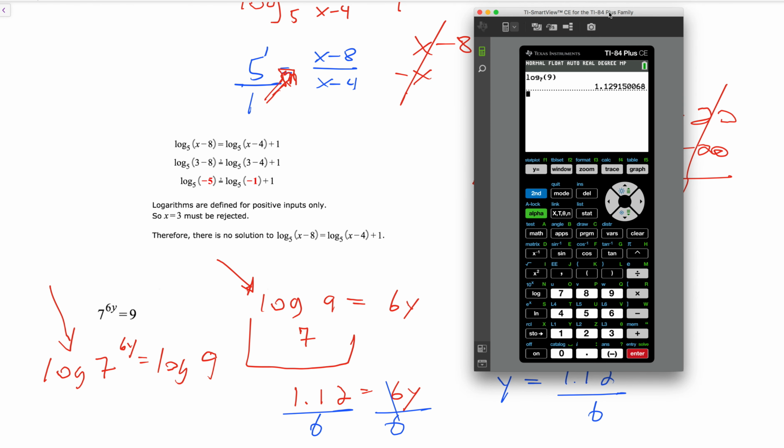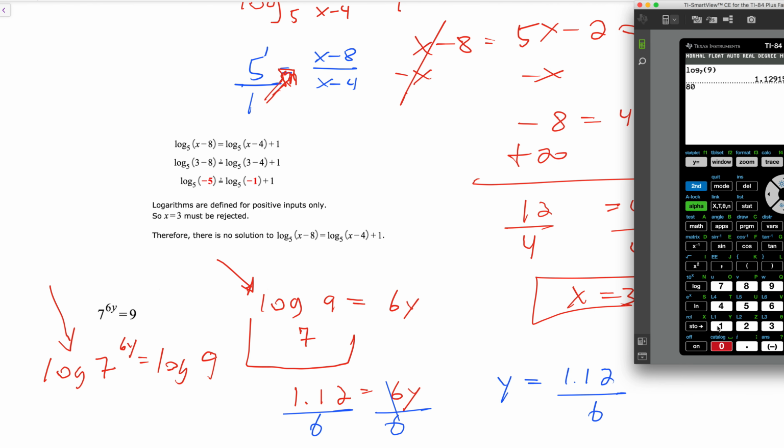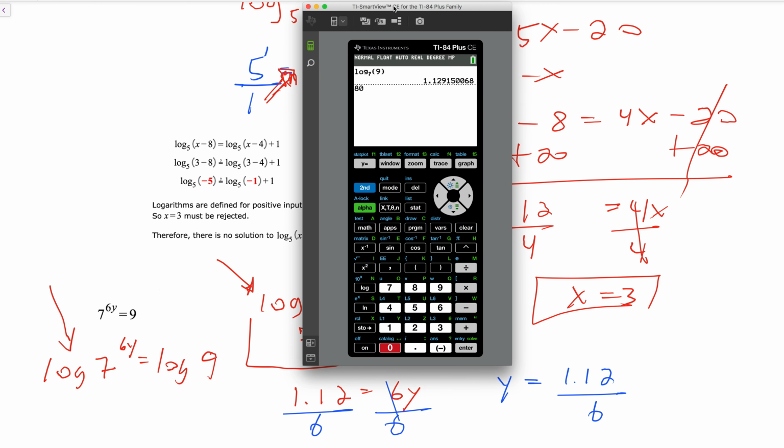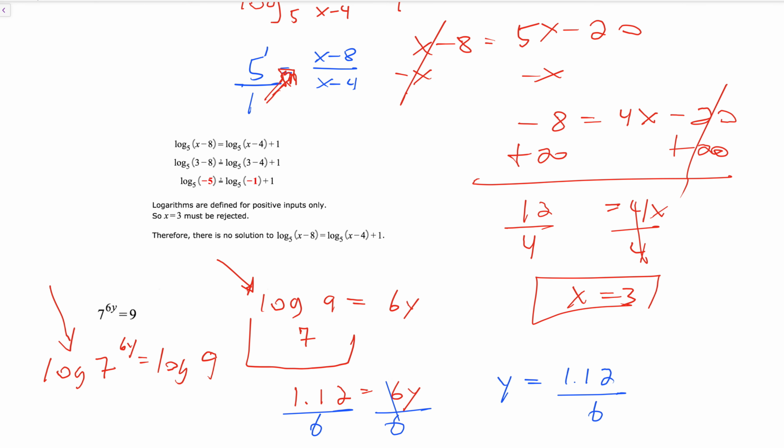Just use the decimal. The only time you use mixed numbers is up to 5th grade and in real life. 1.12 divided by 6. Yep, 0.1866.